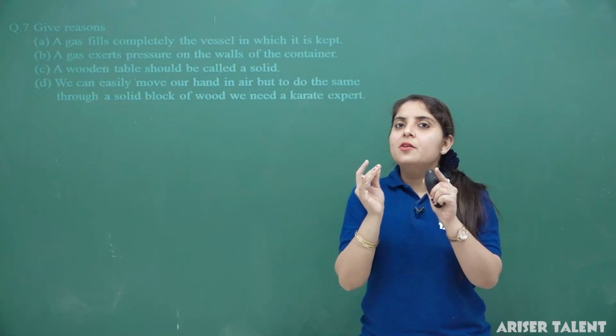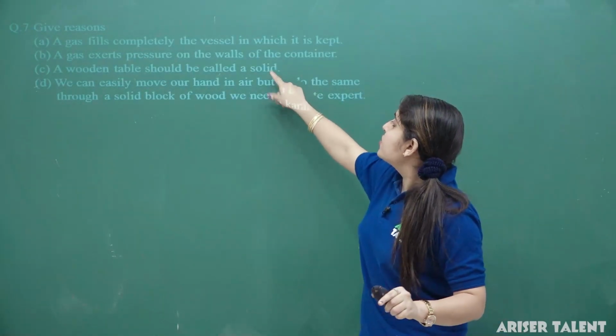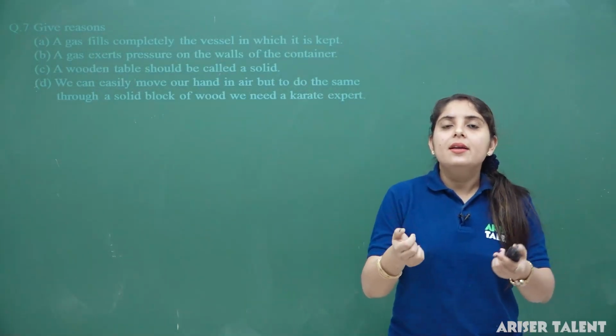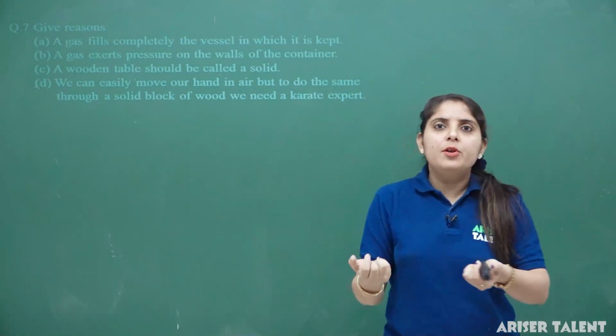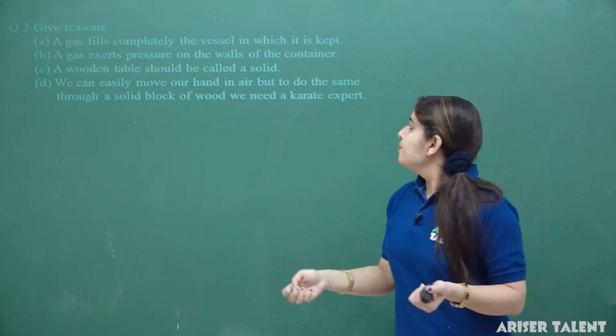A wooden table should be called a solid. So if I consider the wooden table, it has a rigid structure. So the rigid structure can be classified in the category of solid. And what actually happens, if I try to compress the table, it will not be compressed easily. So it is another characteristic of the solid.